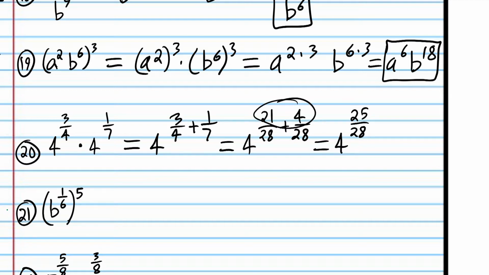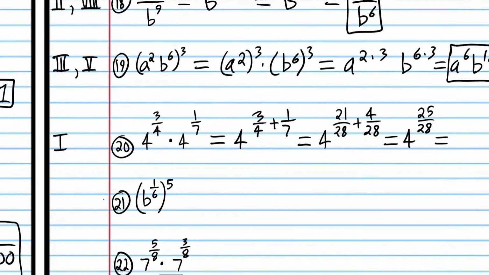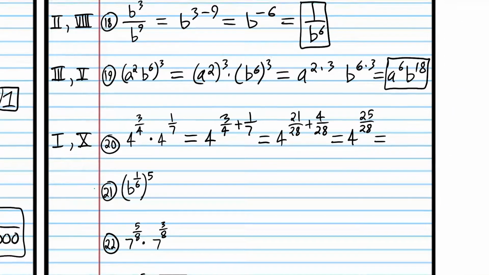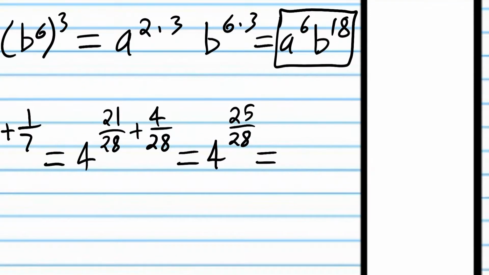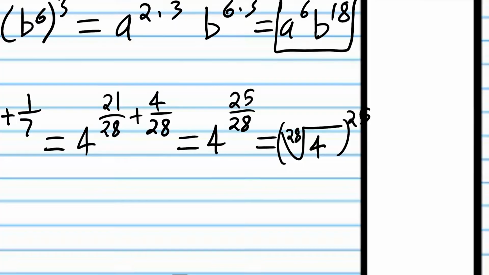You just add 4 and 21 to get that numerator. So at this point, I don't think we can reduce that fraction. Remember, we can't leave our answer with a fraction exponent. So now we're going to have to use rule number 10. So that becomes the 28th root of 4 all raised to the 25th power.